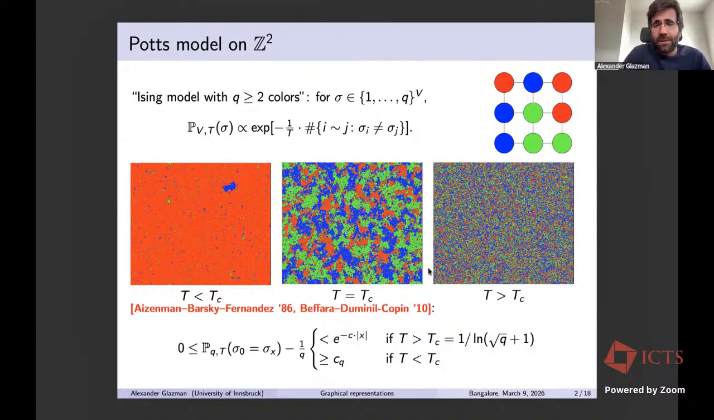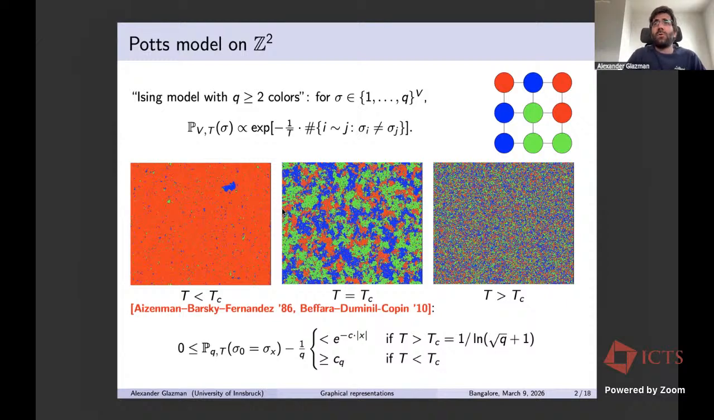It's known that the transition is sharp. Let's say you look at the probability of two vertices far away being of the same color. First of all, they can be of the same color just by pure randomness, because each of them has one of the colors with probability 1 over q. If you subtract this 1 over q, it's known to be non-negative. When you are above the critical temperature, these correlations decay exponentially fast, and when below the critical temperature, you have ordering. That's what you see on the left picture of ordering.